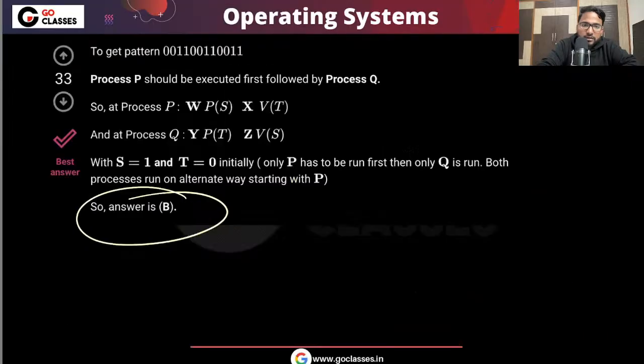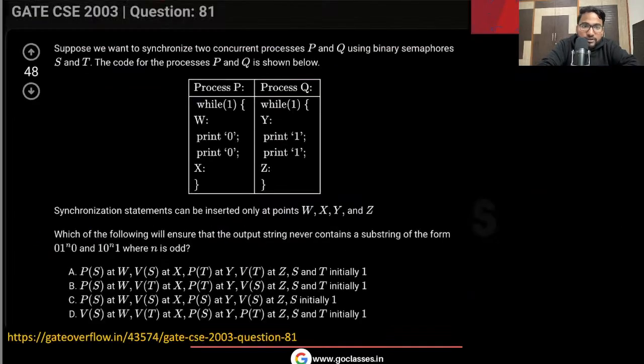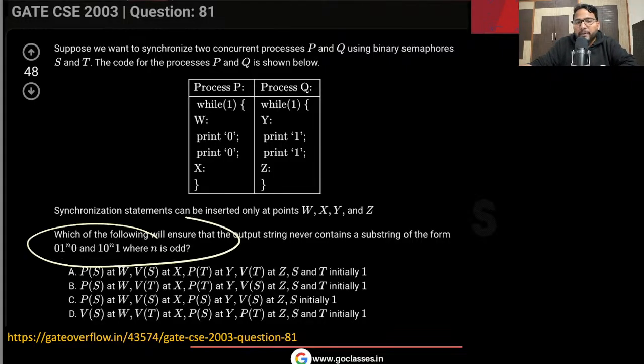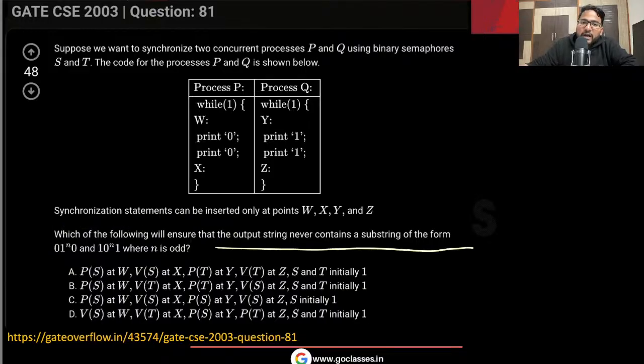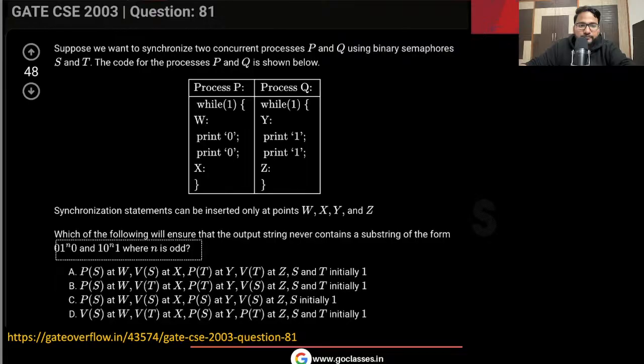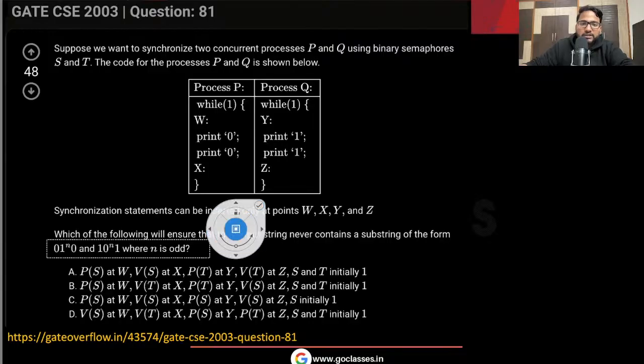So yeah, just a second, what is the difference between that and that? Okay, this is basically another question, which is basically having another pattern. Okay, let's just check this. So what they're saying, which of the following will ensure the output string never contains the strings of the form 0 and, I mean, between two zeros there should not be even odd number of ones. So they are saying will ensure that string never contains this. So you don't want this, right? You don't want this.